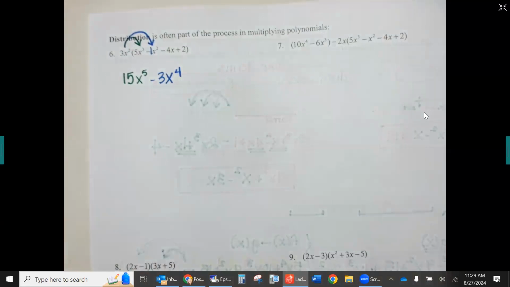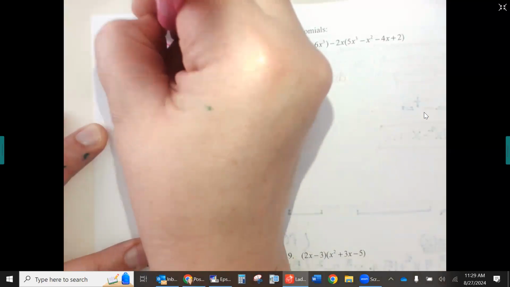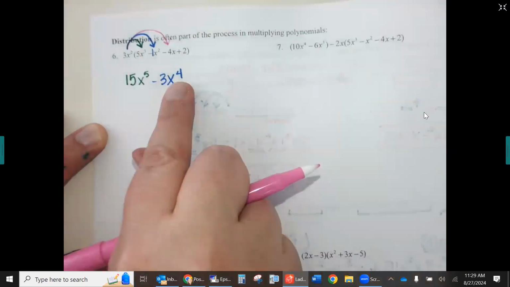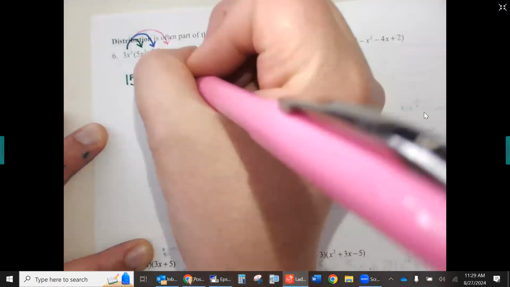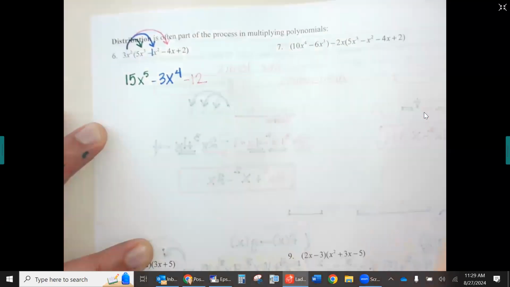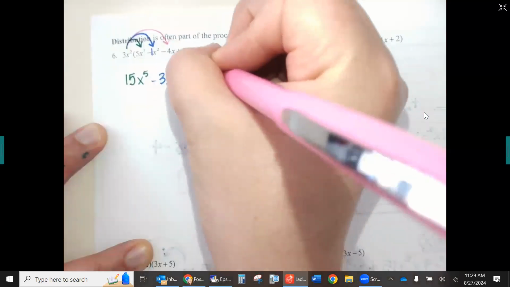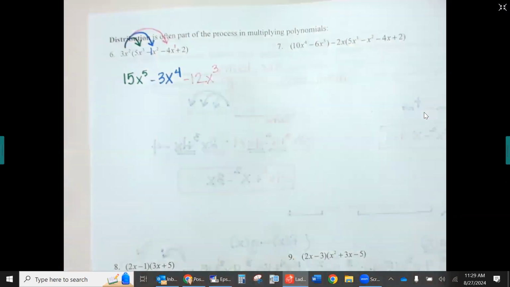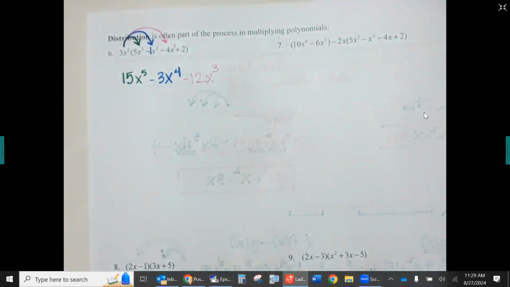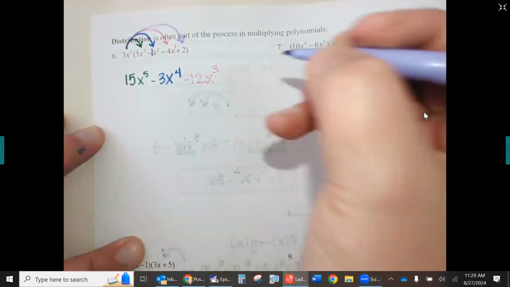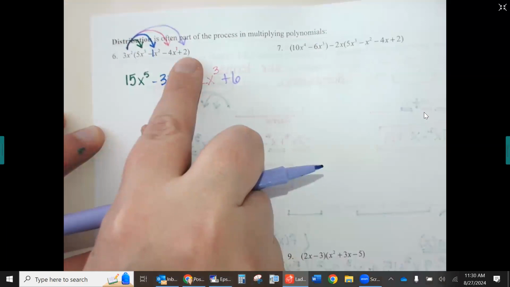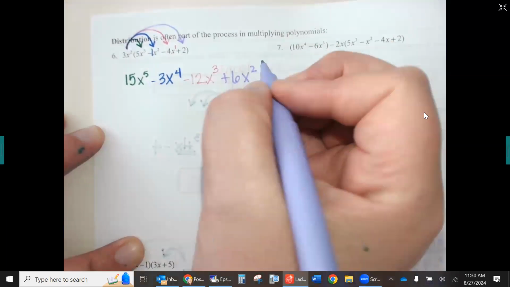Next one is going to be 3x squared times negative 4x. What will the coefficient be? Negative 12 I heard was correct. How many x's? 3 is correct. Because remember, this x counts as 1. So if I bring in 2 more, that'd be x3. Okay, last one. We're doing times a plus 2. What is 3x squared times plus 2? 3 times 2 is 6. No more x's to add in, then I just still have the original 2 that were on the outside.